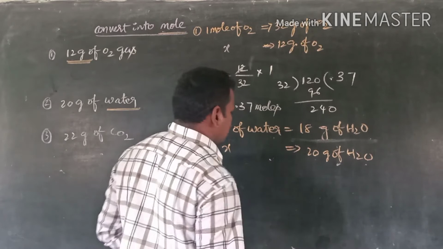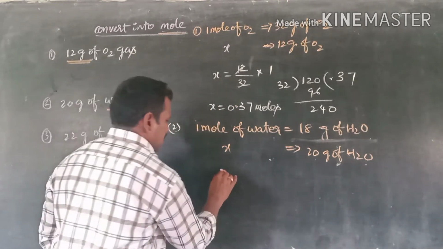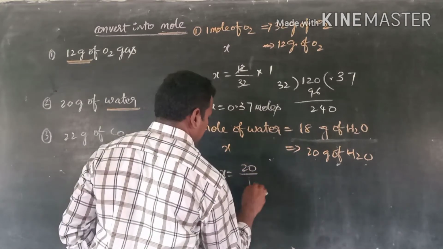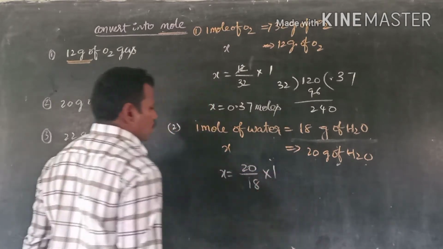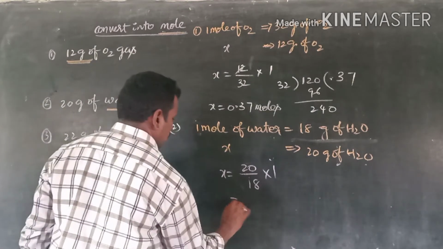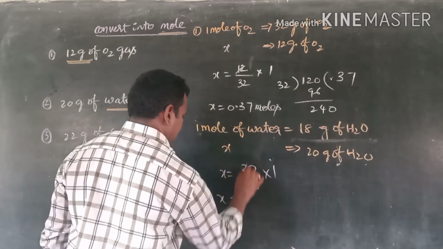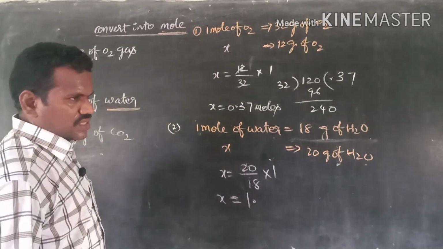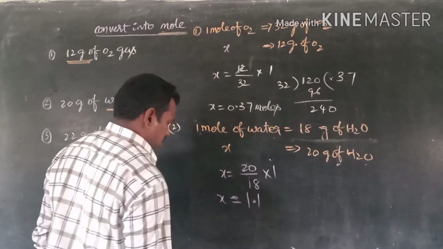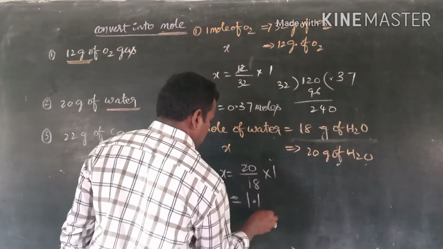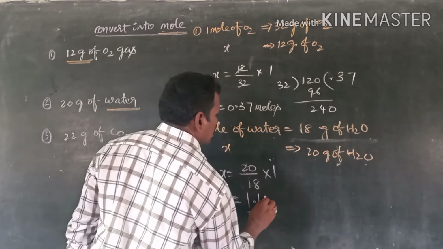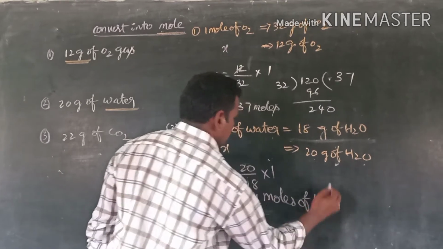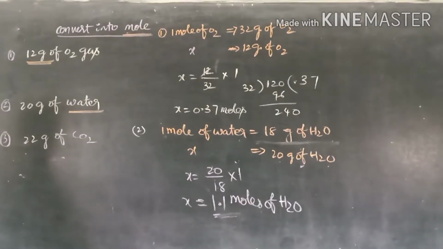Now here it becomes X. Now X is equal to 18 grams becomes 20, means 20 by 18 into 1. Why? Because here 1 mole is there. By multiplying, 18 ones are 18, then it becomes 20. Once again it becomes 18, that is 1. So into 1 is also nothing but 1.1 moles of water. These are all various examples.